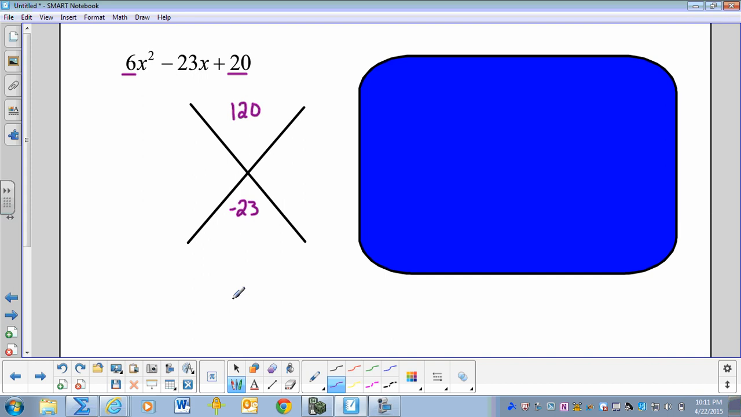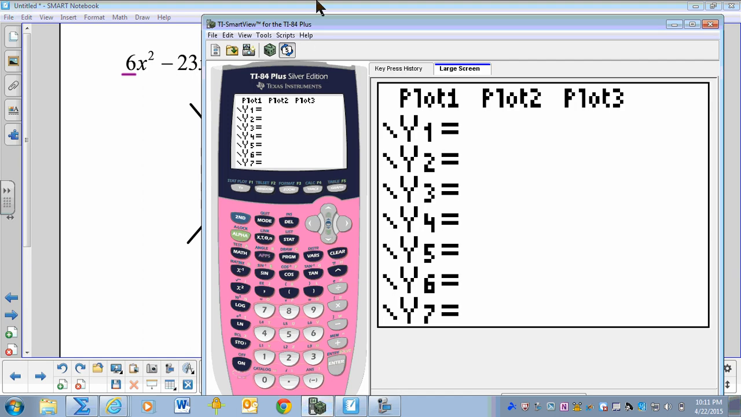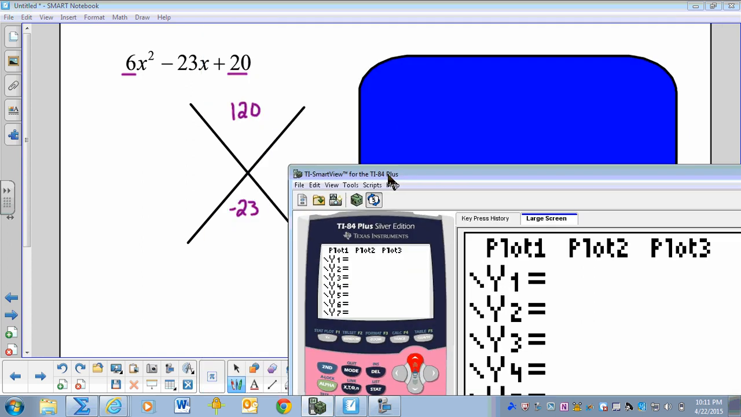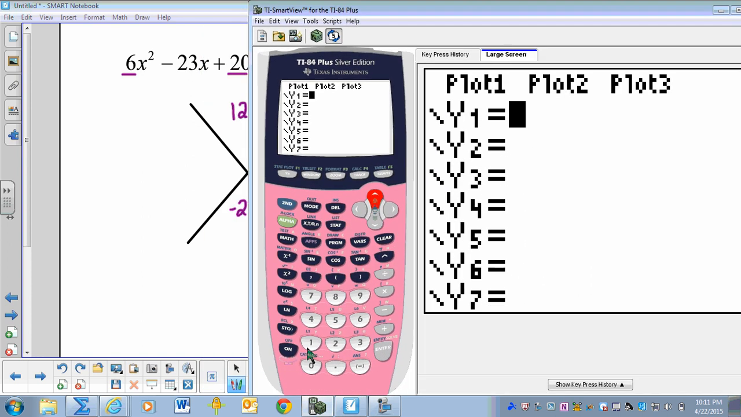Sometimes we're able to easily use mental math to find this combination of numbers that we're looking for, and sometimes it's a little more difficult. So here's a way to use the calculator to help you out. We're going to go into y equals, and we're going to y1. The first thing we're going to do is factor 120. We want the factors of 120, so 120 divided by x.